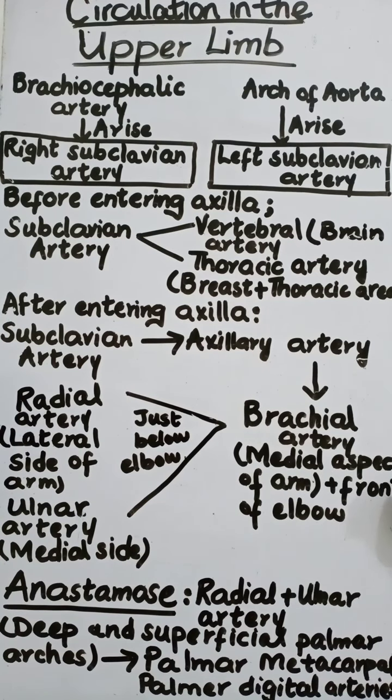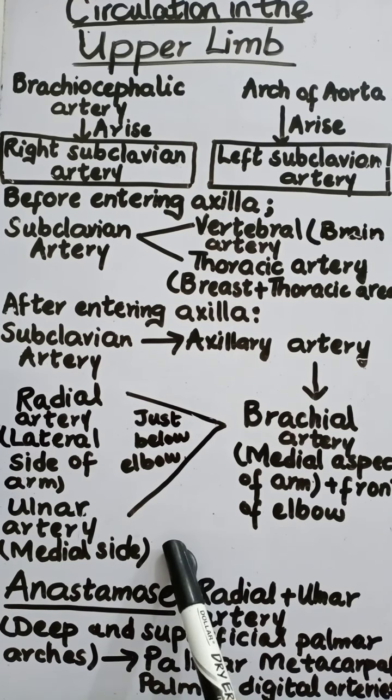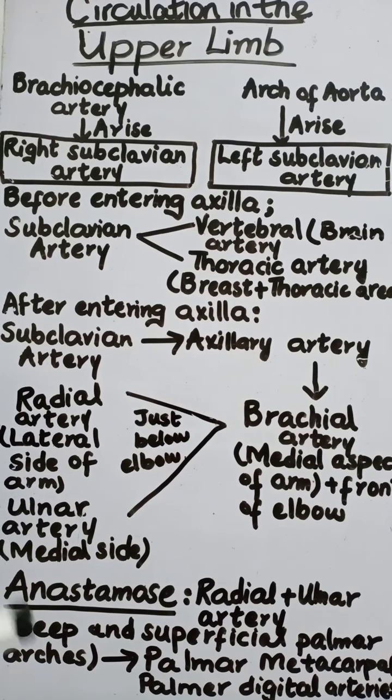It runs in the medial aspect of the arm and passes to the front of the elbow. Just below the elbow, about 1 centimeter, it divides into two branches. One branch is the radial artery and the other branch is the ulnar artery. Radial artery lies on the lateral side of the forearm, while the ulnar artery lies on the medial side of the forearm.